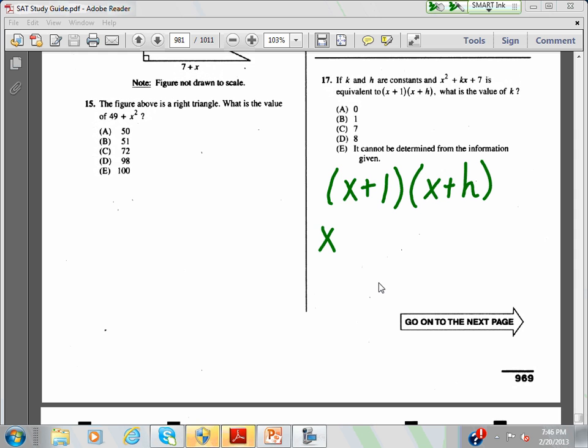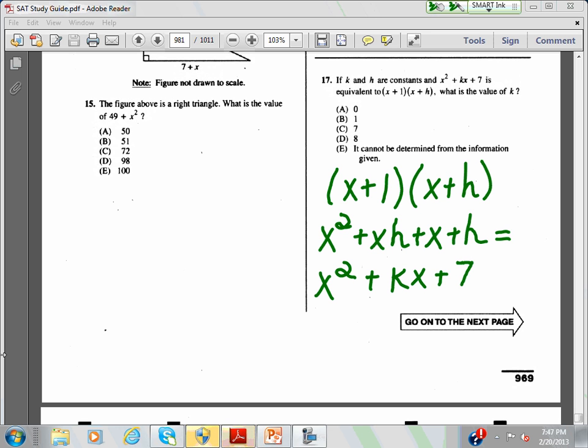So first gives us x squared, outer gives us xh, inner gives us x, and lastly we get h. And then my next instinct, since they say they're equivalent to each other, is to line up the first equation that they give us right under this. And I know from previous SAT problems that when I get to this point, I usually get stumped.